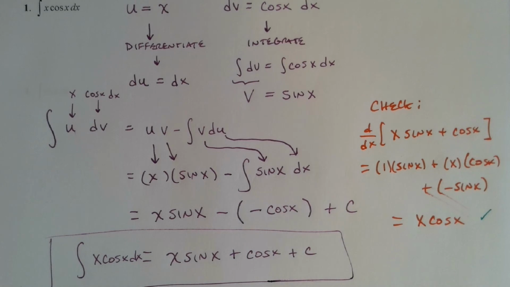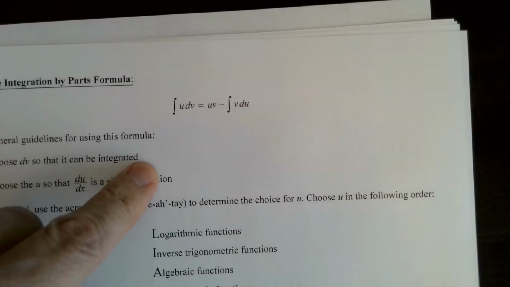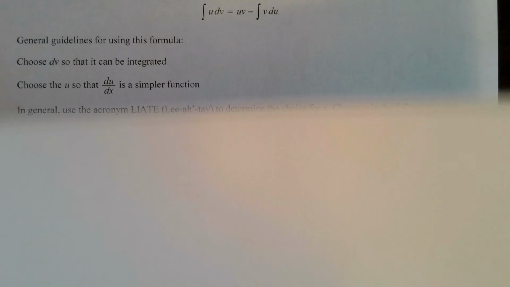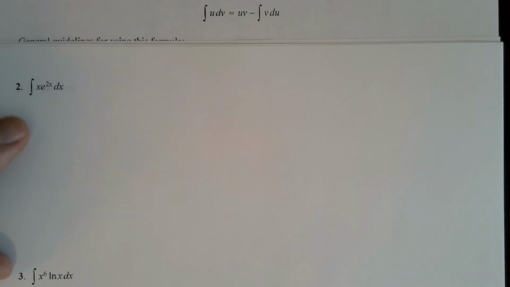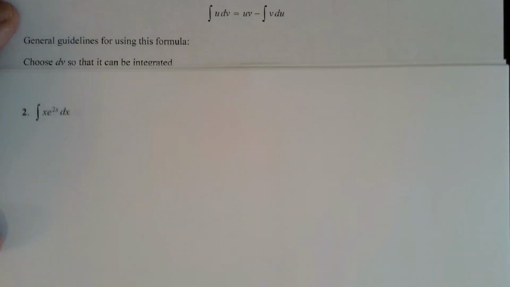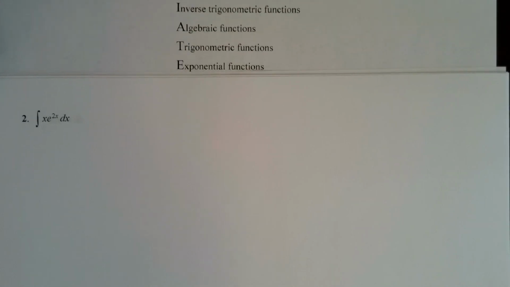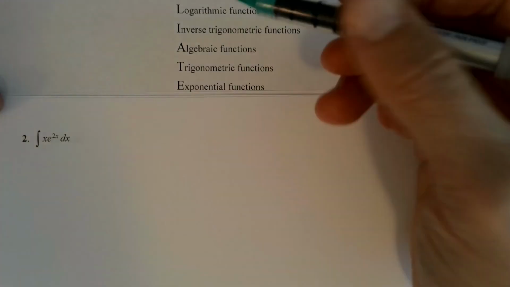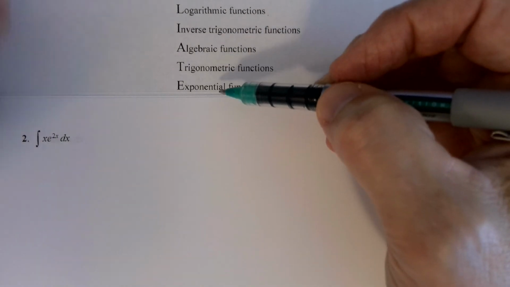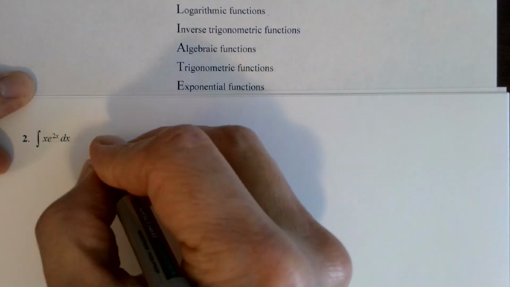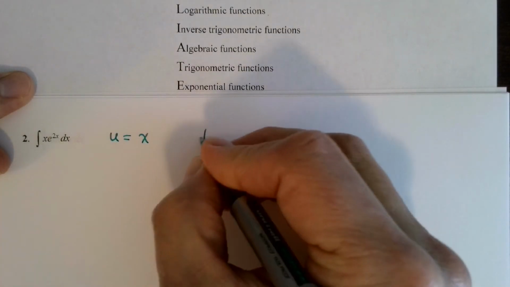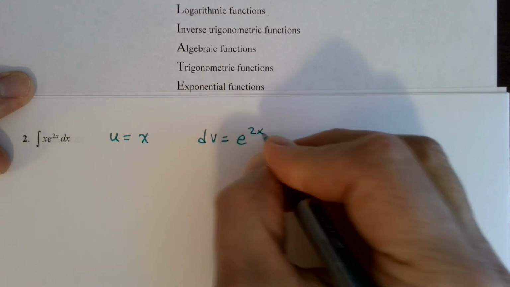So let's look at some more examples, shall we? Let's keep our formula up here at the top, and we'll take a look at this one. Okay. Again, what am I going to choose my u to be? I've got x and an e to the 2x. So I've got an algebraic and an exponential. Look at our list of choices here, right? In order, we choose log first, exponential last. So I'm not going to choose the e to the 2x to be u. x is algebraic. So I'm going to choose u to be x. That means the dv is e to the 2x dx.